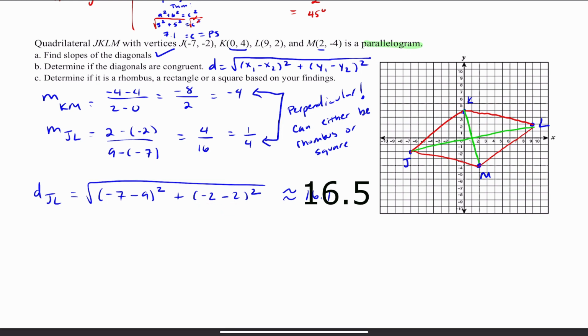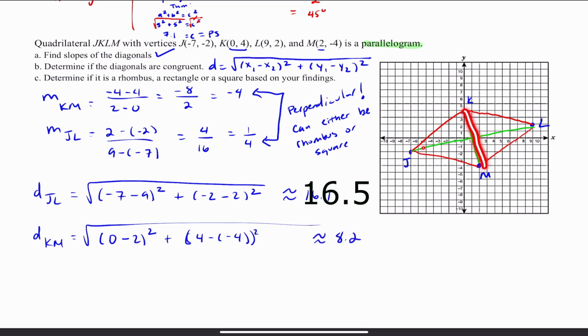Now I want to figure out the distance of KM, because that's my other diagonal. So I take the square root of, again, x sub 1 minus x sub 2 quantity squared plus y sub 1 minus y sub 2 quantity squared. And that's going to give you approximately 8.2.